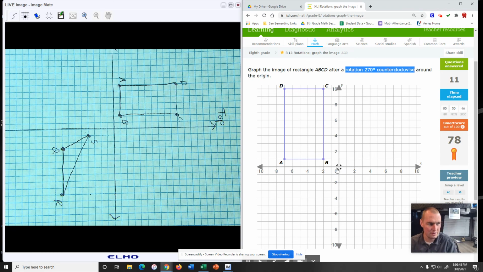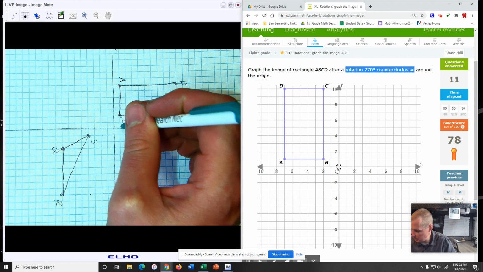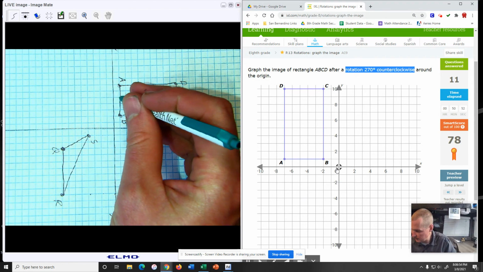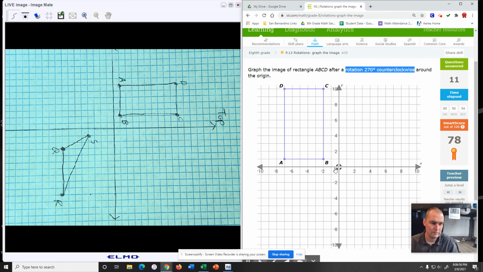My IXL. How do we get there? Looks like to the right 1, up 1, 2, 3, 4, 5, 6, 7. Right 1, up 7. B, right 1, up 2.